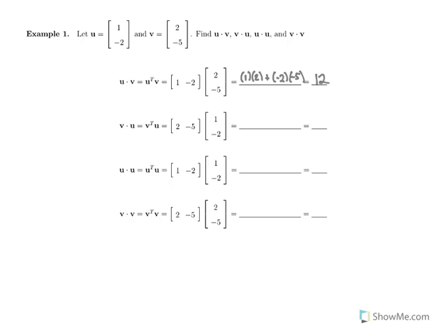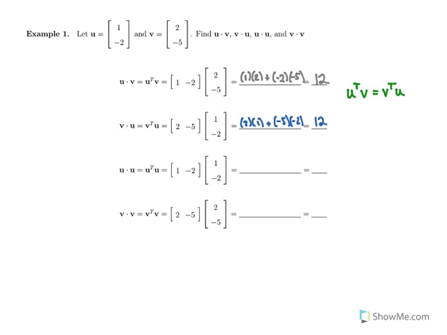Now we do the same thing, this time v · u, the different order. That's v^T u. This time we take v and take the transpose, and this would give us 2 times 1 plus negative 5 times negative 2, and we get the same answer out. And it is always the case that u^T v is the same thing as v^T u. The only thing different is the order that you're multiplying, but it doesn't make a difference because multiplication is commutative with the real numbers.